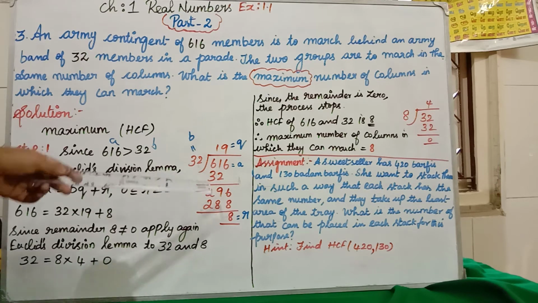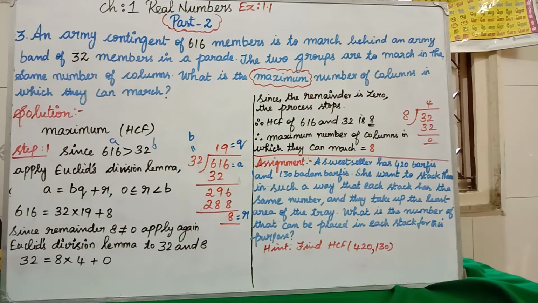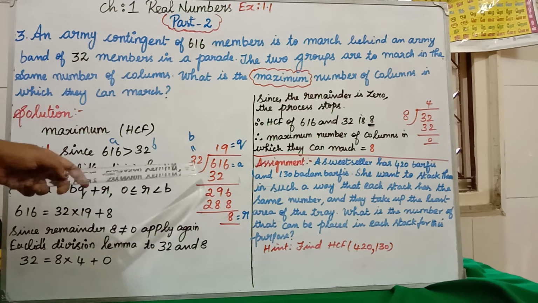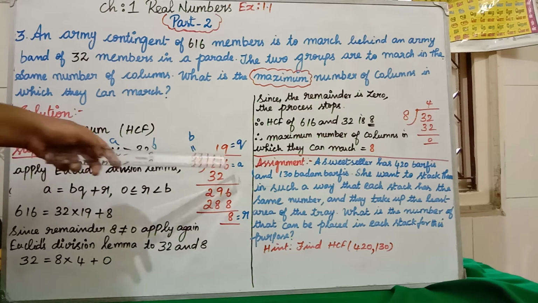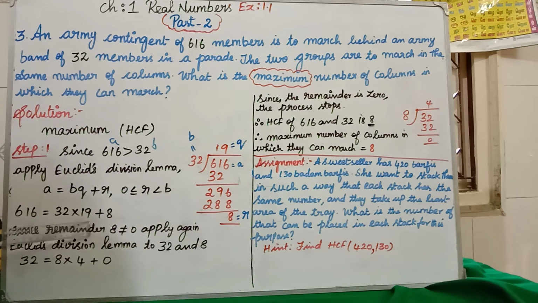Before that, we have to divide 616 by 32. When you divide, the quotient is what you multiply as Q, and the remainder is what you add in Euclid's division lemma. A is 616, that is our dividend, equal to our divisor 32, into Q. What is our quotient? 19. So 32 into 19 plus, here also I am writing plus, what is our remainder? 8.